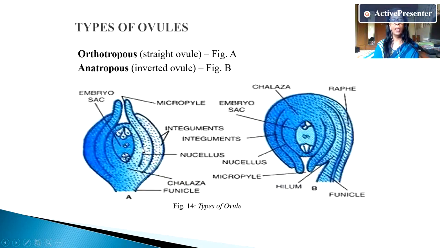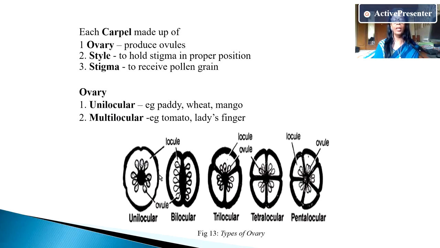See here, only one chamber, unilocular, and this is bilocular, and this is trilocular, and this is tetralocular, pentalocular. So 5 chambers are present. That means it is made up of 5 carpels, and inside ovules are present.